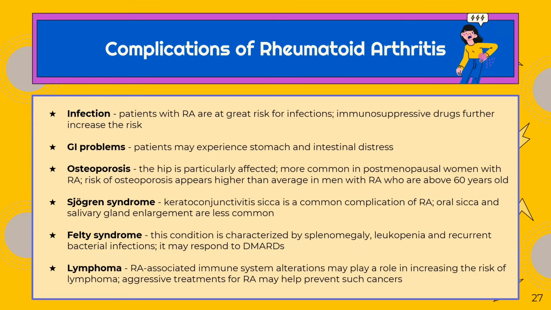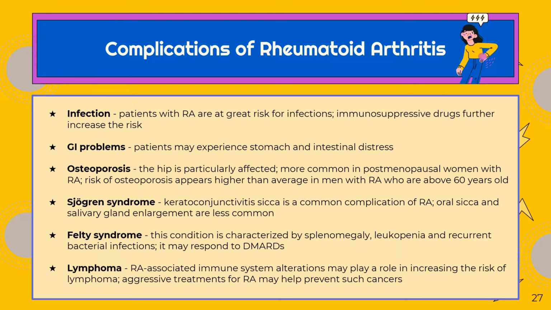Another complication is Sjogren syndrome. Keratoconjunctivitis sicca is a common complication of RA, while oral sicca and salivary gland enlargement are less common. We also have Felty syndrome. This condition is characterized by splenomegaly, leukopenia, and recurrent bacterial infections. It may respond to DMARDs, which is a short form for disease-modifying anti-rheumatic drugs.